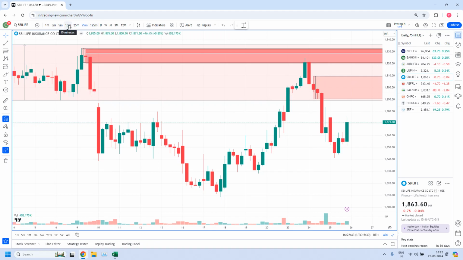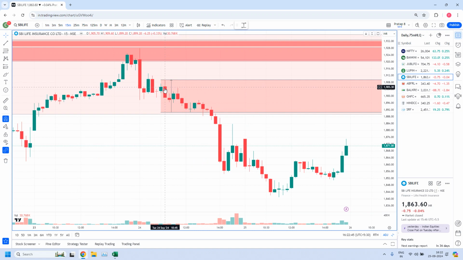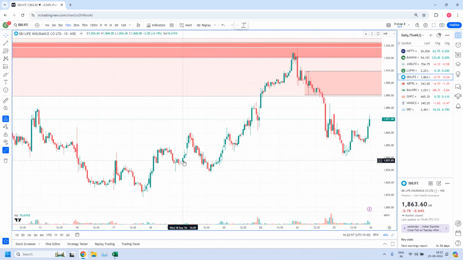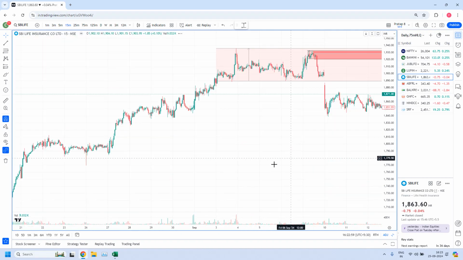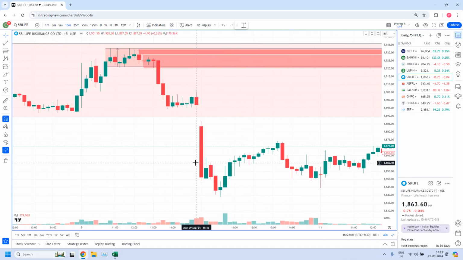Next time frame is 15 minutes. See here, the 15 minutes structure is very bad. There are no proper zones available here. So that's why I didn't draw any 15 minute zones. There are higher chances this zone will be violated. What about here? Here we have a 15 minute zone, drop, 3 base candles and a drop candle.